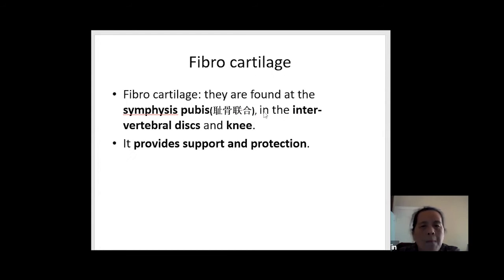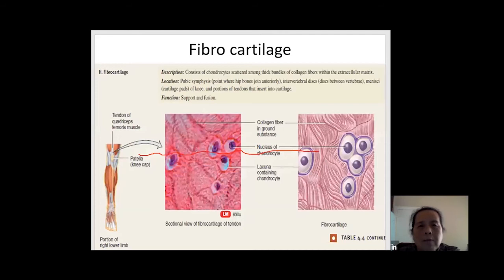And some cartilage, we call it a fibrous cartilage. Generally say fibrous cartilage is even a little stronger. So that basically performs supporting and protective function. So here is a picture example coming from this cartilage. So you can see basically it's different from the last one.